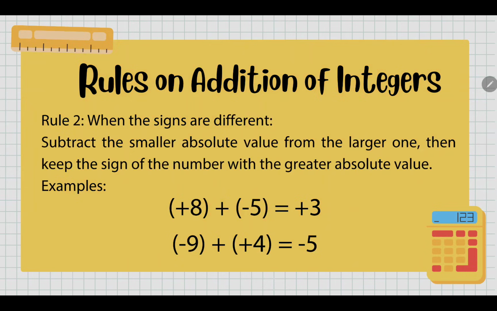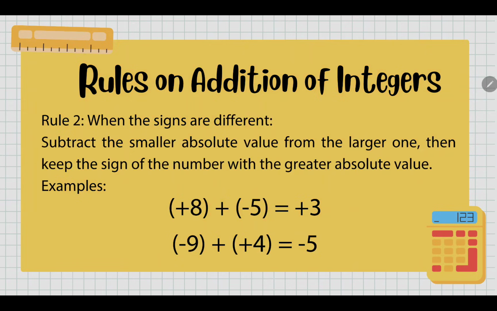So let's look at the examples that are on here. We have positive 8 plus -5. When you look at those two numbers, they have different signs. The greater value in this equation is obviously 8. We subtract the 5 from the 8 to get 3. And since the 8 is bigger, it's the sign that we're going to go with, and it's positive. So we use the positive sign.